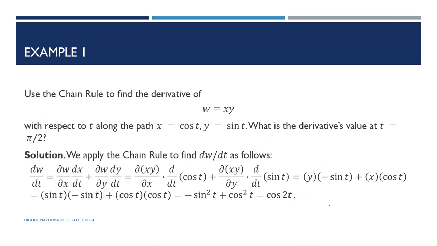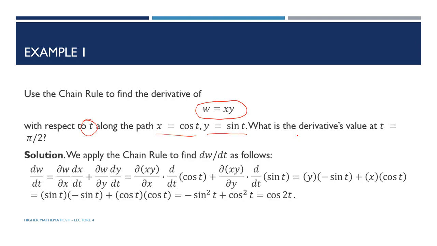We may use the chain rule to find the derivatives of w equals xy. This is the first example. So it says we have a w which equals xy. This is a function, a double variable function. It has variables x and y. We need to calculate its derivative with respect to t along the path x equals cosine of t, y equals sine of t. What is the derivative's value at t equals pi over 2?